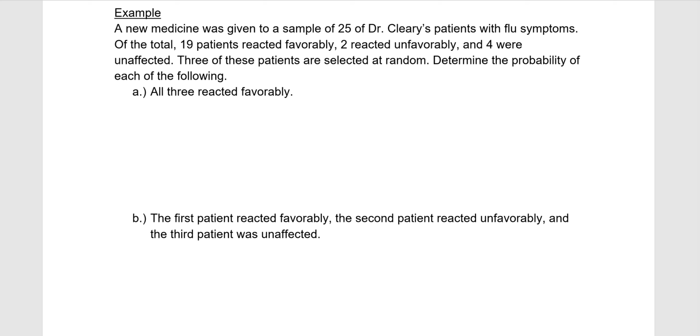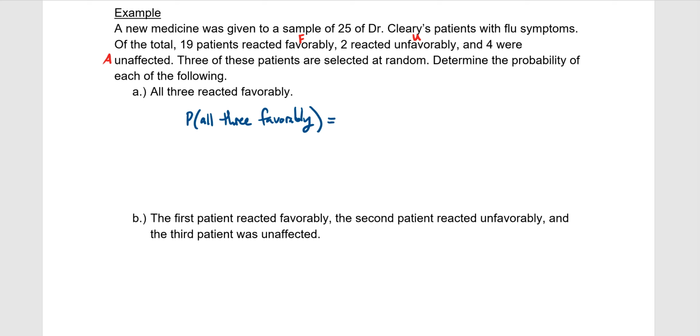Okay, so I'm just going to label favorably as event F, unfavorably as event U, and unaffected I'll put event A. So the probability that all 3 reacted favorably, this is actually going to be the multiplication rule.